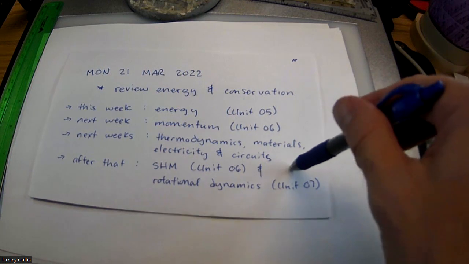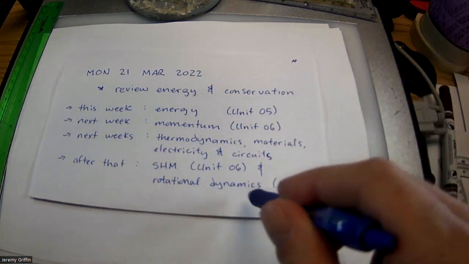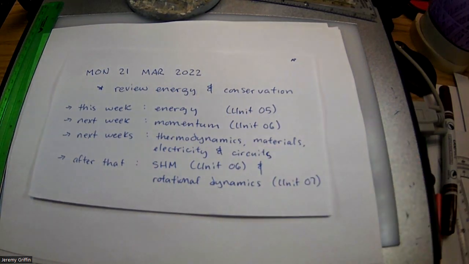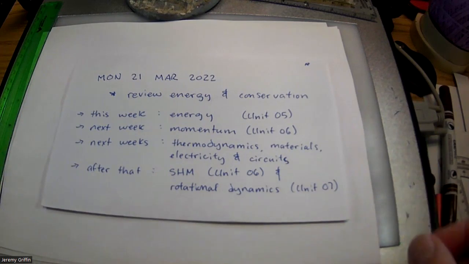Then we'll go back and review Unit 6 and 7 with you guys. Remember, that's simple harmonic motion and rotational dynamics. Then we'll do at least 1, maybe 2 full practice exams with the multiple choice. And that'll take us to May 12th, which is exam day. All right, so energy and energy conservation review. Let's look at that.